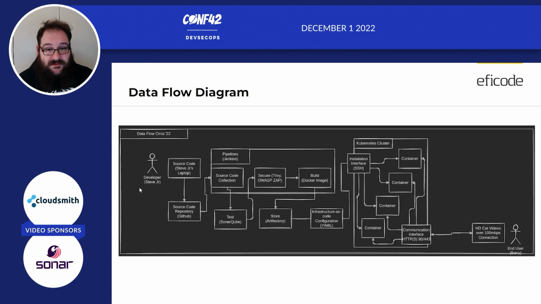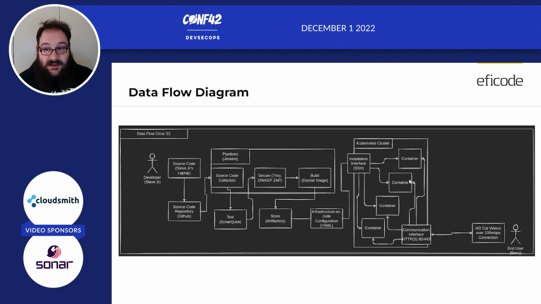Don't let the scale fool you. Everything we're going to do is exactly the same. So we have the developer, Steve Jr. Steve's son has joined the game now, and he's developing on his laptop. He pushes his code to GitHub, GitLab, Bitbucket, wherever you store code. We have a pipeline system. Jenkins collects source code, tests with SonarQube, secures in the pipelines with a couple of open source tools, builds a Docker image, stores that Docker image in Artifactory, has some infrastructure as code. An installation interface may be a server in the middle here, which is pushing out these updates through SSH using something like Ansible.